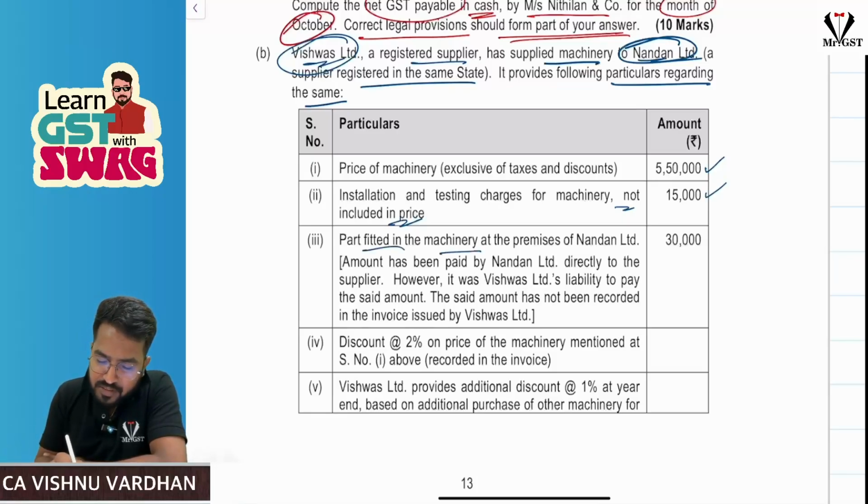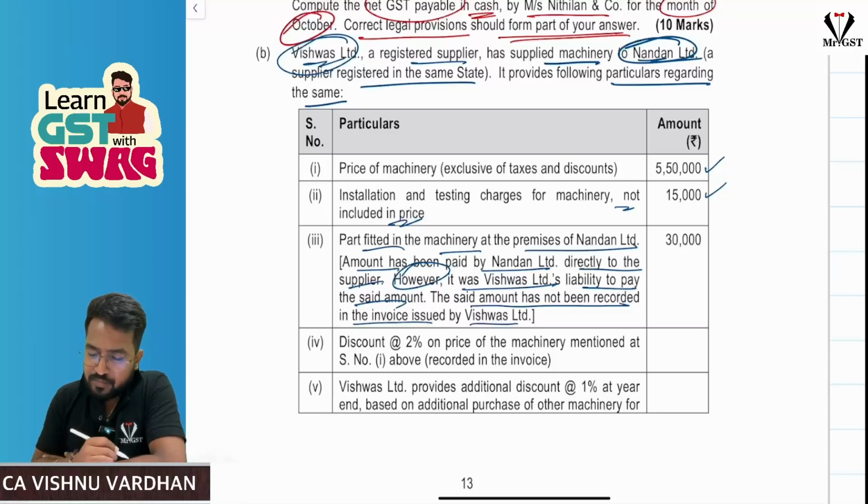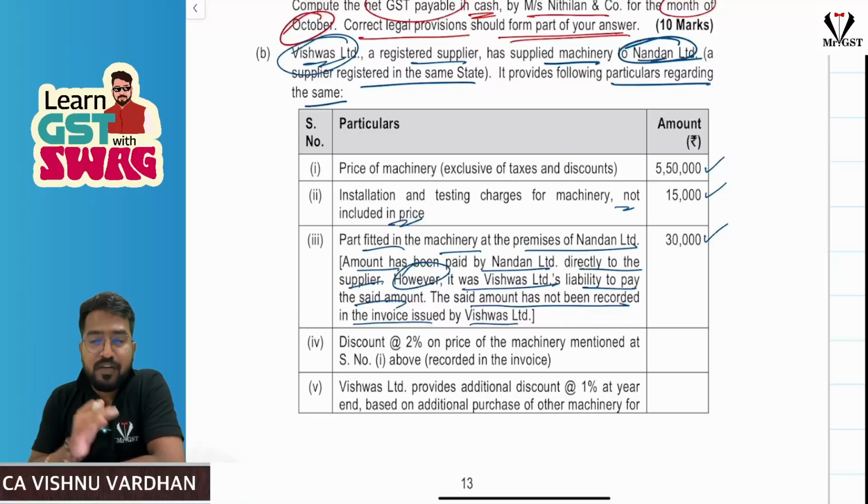Part fitted in the machinery at the premises of Nandan Limited, amount has been paid by Nandan Limited directly to the supplier. However, it was Vishwas Limited's liability to pay the said amount, and the said amount was not recorded in the invoice issued by Vishwas Limited. You know, any obligation of the supplier, if it is discharged by the recipient, we will add it to the value of supply. So here that 30,000 should be added to the value of supply.